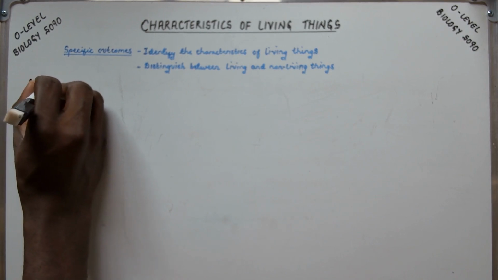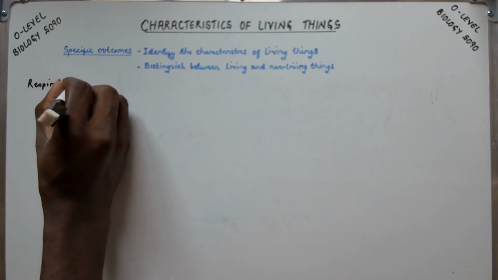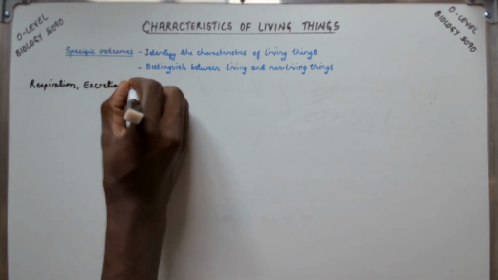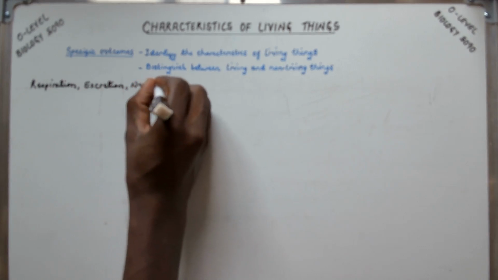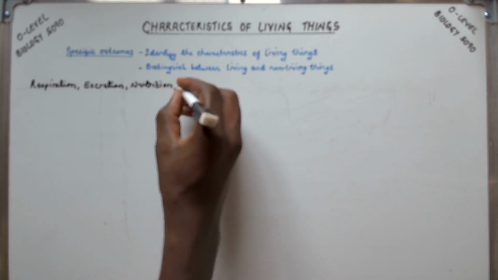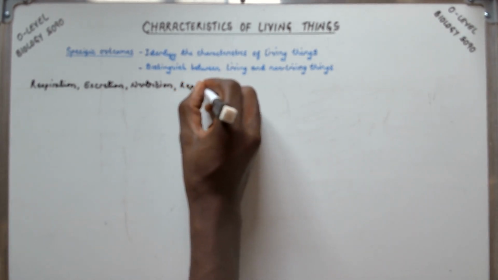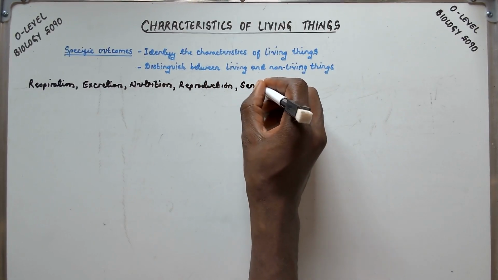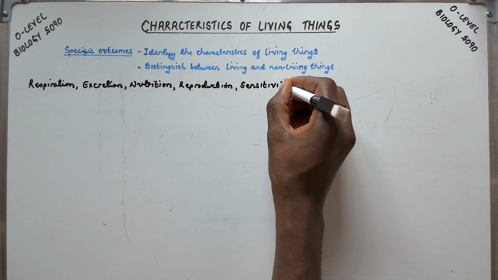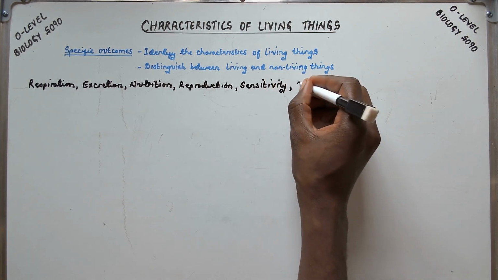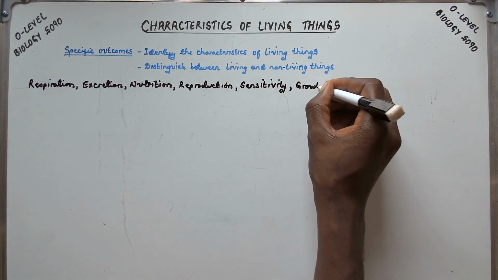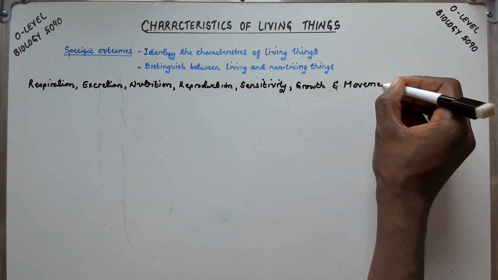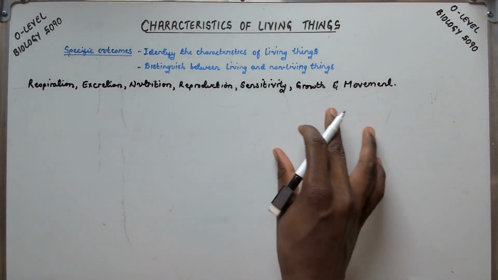respiration, excretion, nutrition, reproduction, sensitivity, growth, and movement. Okay, so these are the characteristics that are going to be discussed.